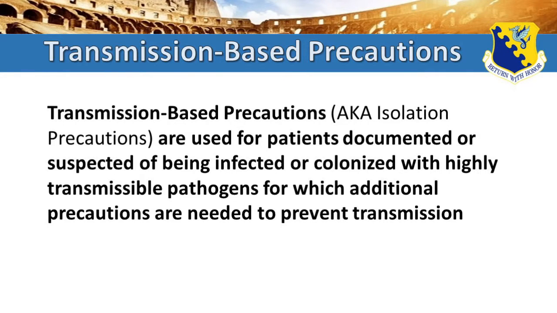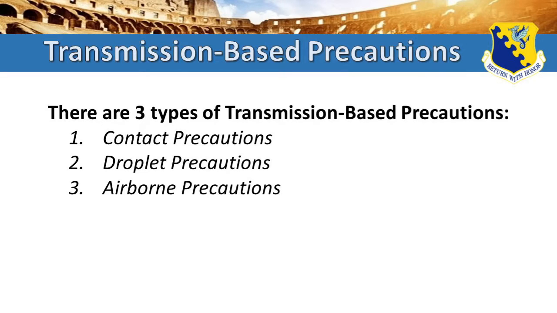Transmission-based precautions, also known as isolation precautions, are used for patients documented or suspected of being infected or colonized with highly transmissible pathogens for which additional precautions are needed to prevent transmission. There are three types of transmission-based precautions: contact precautions, droplet precautions, and airborne precautions.